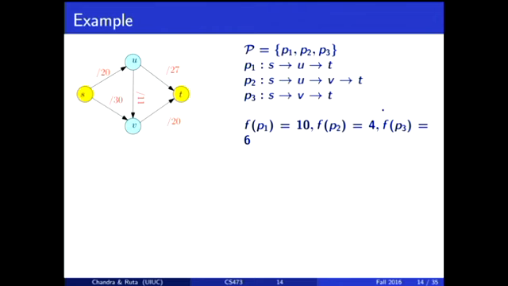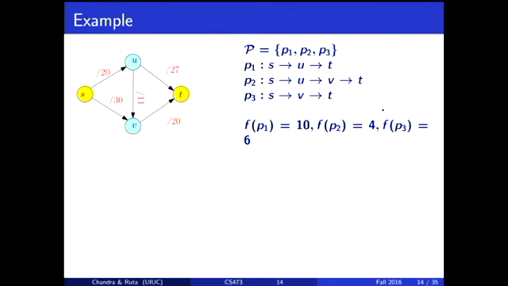I say, okay, for every path, I assign you a number, right? So on P1 it is 10, P2 it is 4, P3 it is 6. That's a flow. Now, we have to verify that, in fact, it satisfies the capacity constraints, right?